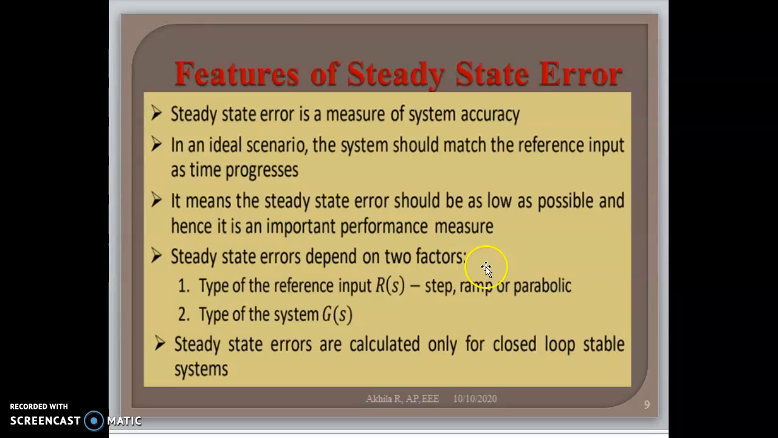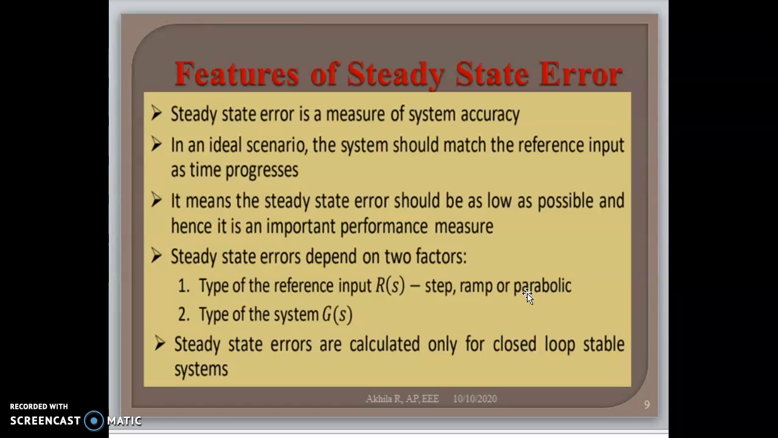We'll have a look at a few features of steady state error. As you know, it is a measure of your system accuracy, because the error signal is the difference between your actual output and desired output. Based on that you can measure your system accuracy. Ideally, the system output should match the reference input. So when e(t) is equal to 0, you get your ideal scenario, which means you don't have any error in your system. For an ideal case, the steady state error should be as low as possible, and therefore ess is an important performance measure of any control system.